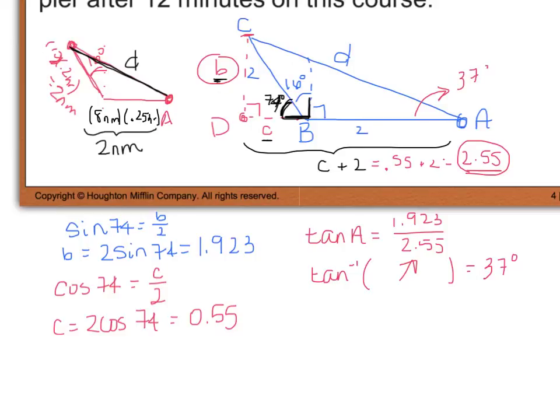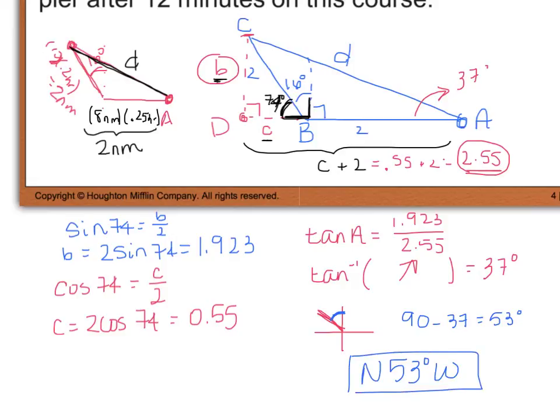So now, I want to convert that to a bearings answer. So to convert that to bearings, that's 37 degrees off the north-south line, and it's technically going in this direction, so I'm looking for this angle here. So I'm going to take 90 and subtract 37 from it, and we end up with 53 degrees. So my bearings then are going to be 53 degrees west of north. So this is the first part.